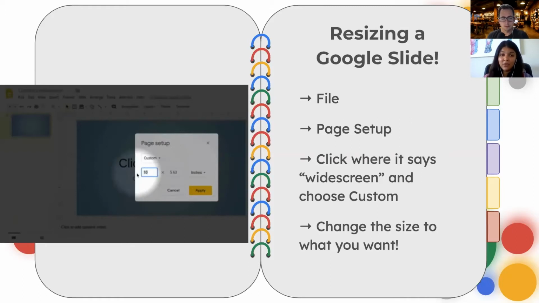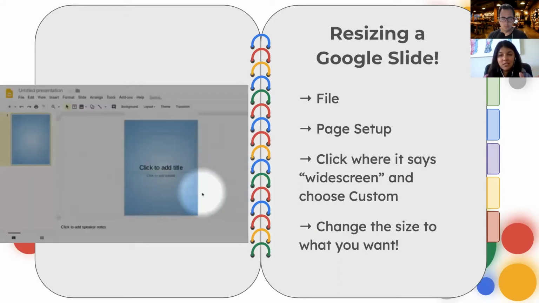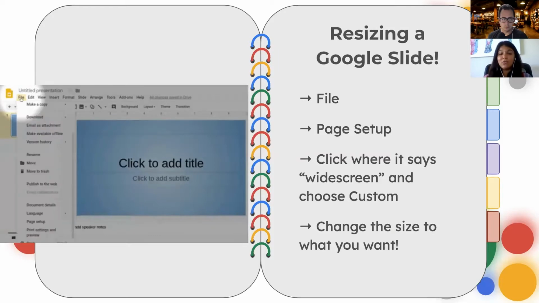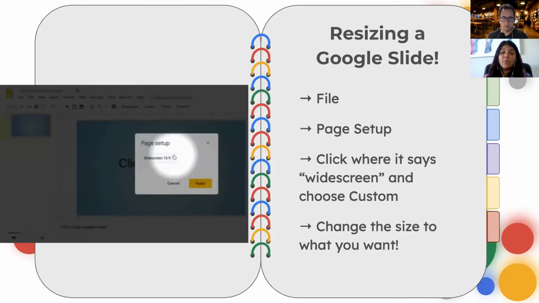the upper left-hand corner, go down to Page Setup, and then a box is going to show up. You'll click where it says widescreen, which is the default setting, and then you can plug in any size. You can do centimeters, you can do inches, you can create your own 5 by 7 flashcards. There's so much that you can do by just changing the page setup. And if you were to do an 8.5 by 11, you could have your students create something and then you could print it out for them as well.